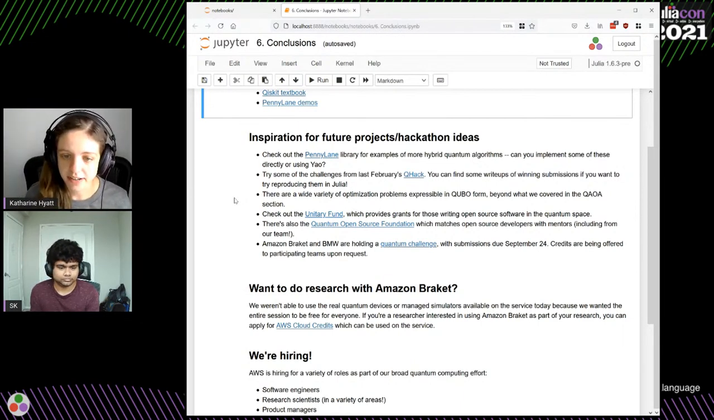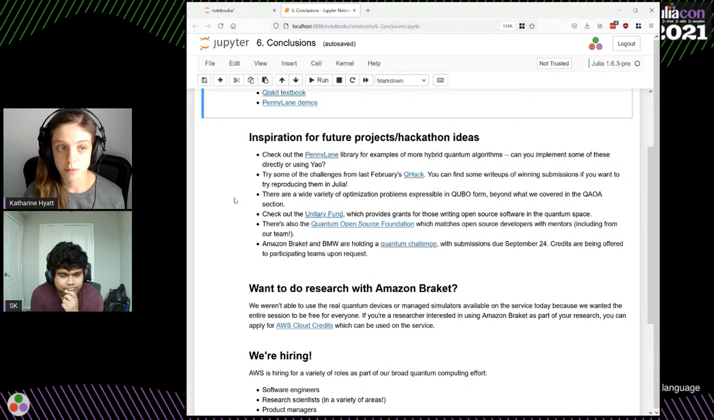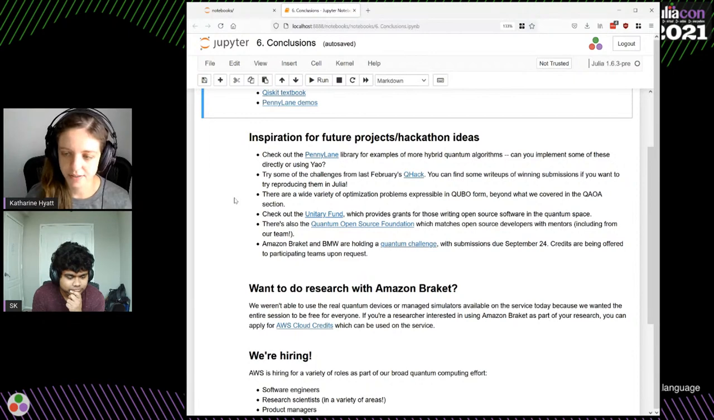Well, there's also the Unitary Fund, which provides grants for people who are writing open source software in the quantum space. Most of these are pretty small, like several thousand dollars, but it can be enough to get off the ground if you're interested in writing, for example, open source Julia code that works in the quantum computing field. We also have the Quantum Open Source Foundation, which matches open source developers with mentors, including from our team, as SK can tell you more about in a second.